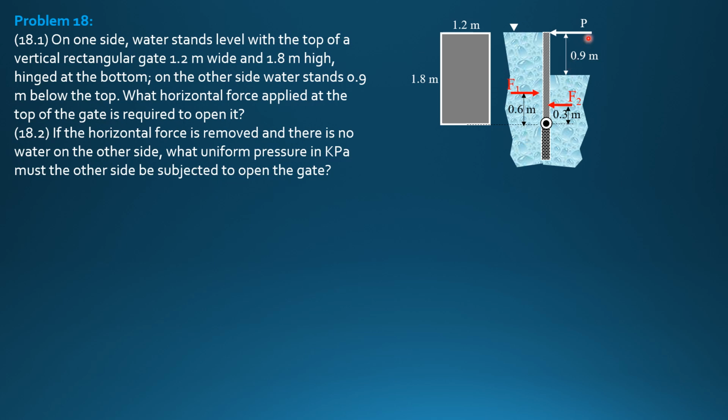So let's set up the equation. P should be to the left so that the gate will open, because without P, F1 is greater in magnitude than F2. So to open the gate, it should be to the left to support F2. So summation moment about the hinge equals 0. P times 1.8 plus F2 times 0.3 equals F1 times 0.6.